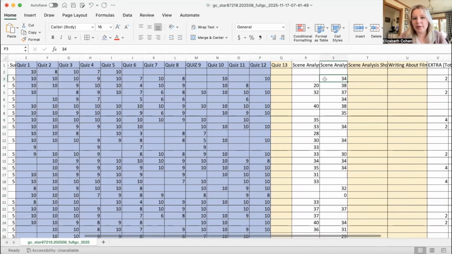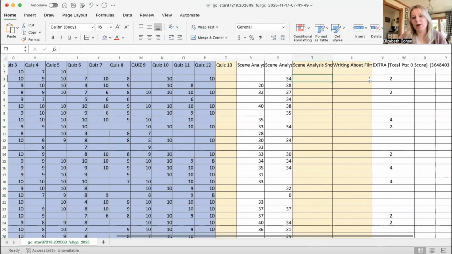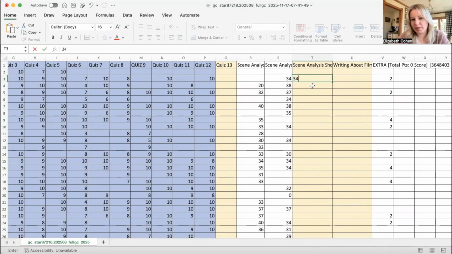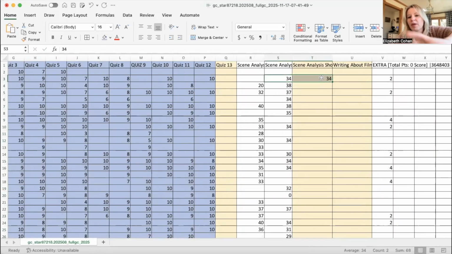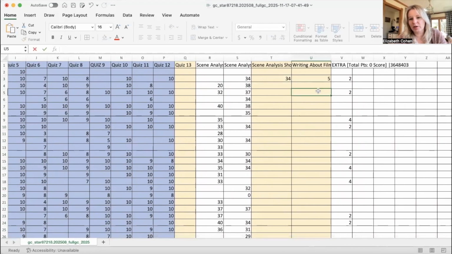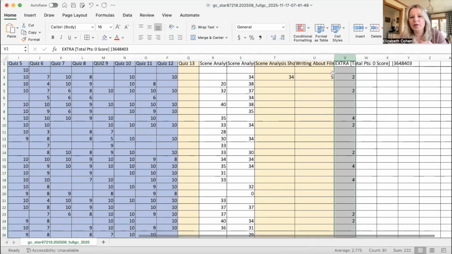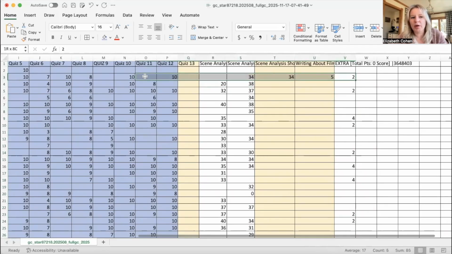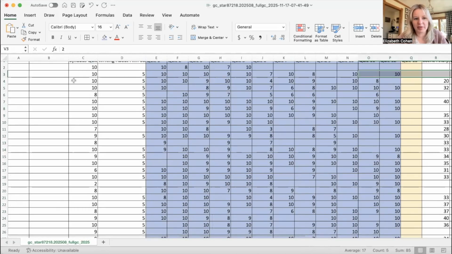Now they only have one scene analysis right now, and obviously they're not going to be able to do the first one, but let's just say we don't know how they're going to do on the third one, but they're trying to figure out what their grade is. I would say it's reasonable that they'd probably get about the same grade. So I'll just put in, conjecturing that they'll get a 34 on their next scene analysis. And let's say they're going to do their writing about film thing. We've got a little extra credit here. Fine. So now we filled in all of the grades that they could have by the end of the semester.